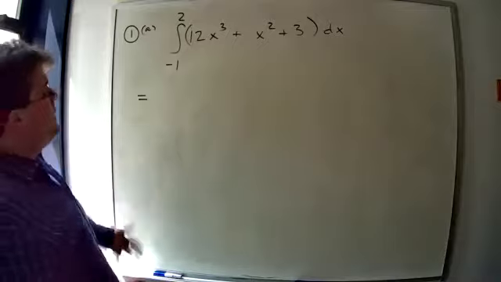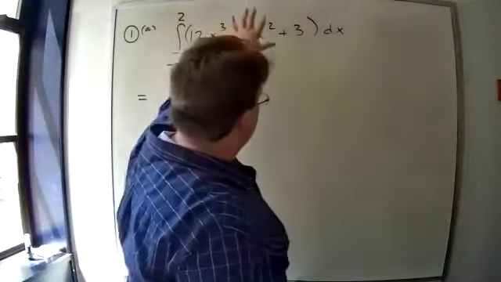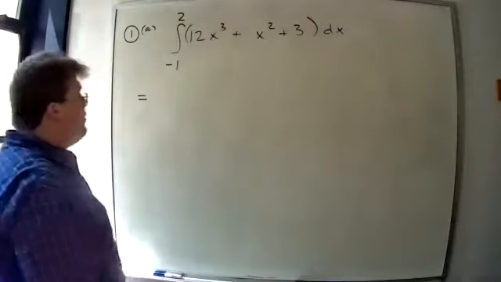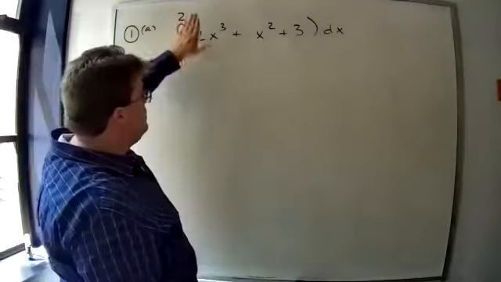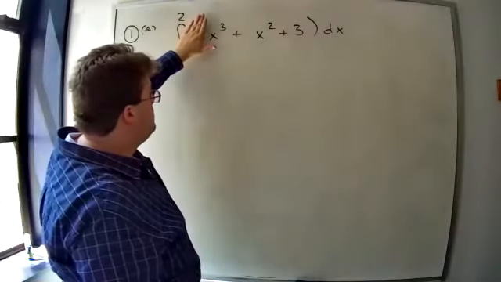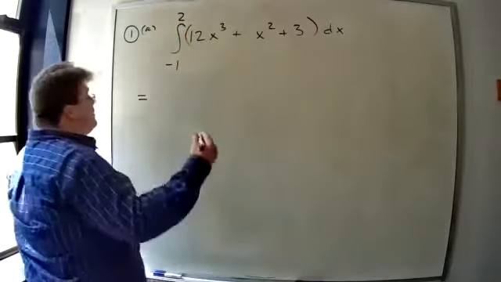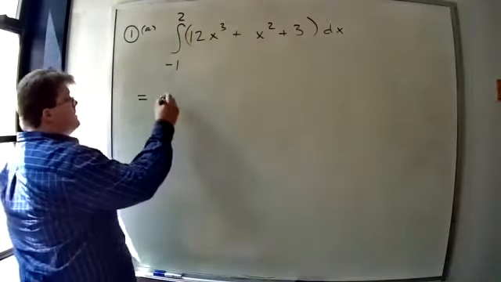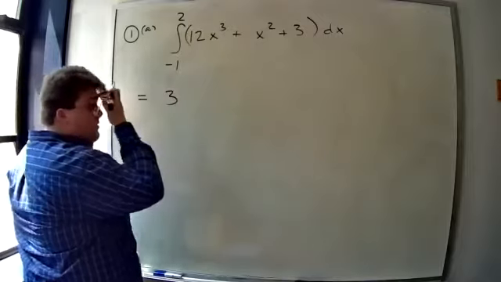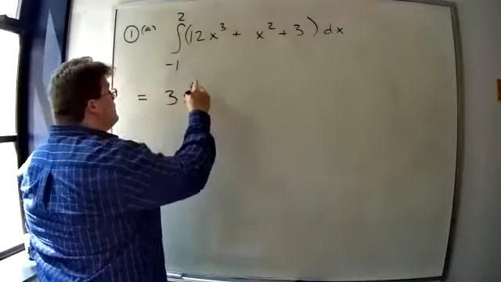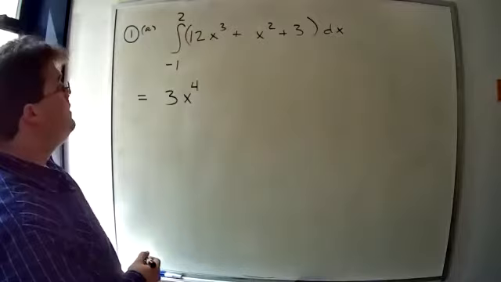So we have three things added together. We can find this piece by piece using some power rules. For x cubed, we have 1/4 x to the fourth, since 3 plus 1 is 4. So a fourth x to the fourth. 12 and 1/4 makes 3. So we get 3x to the fourth.